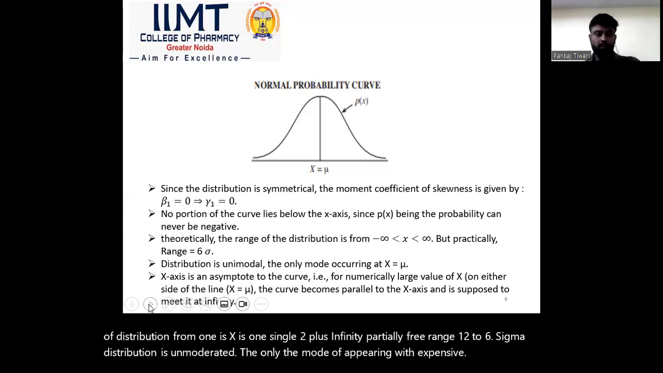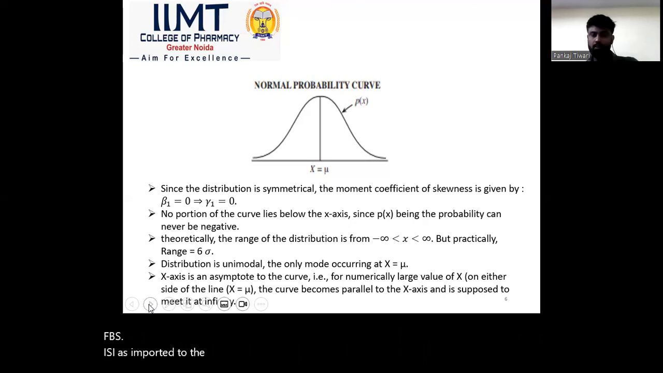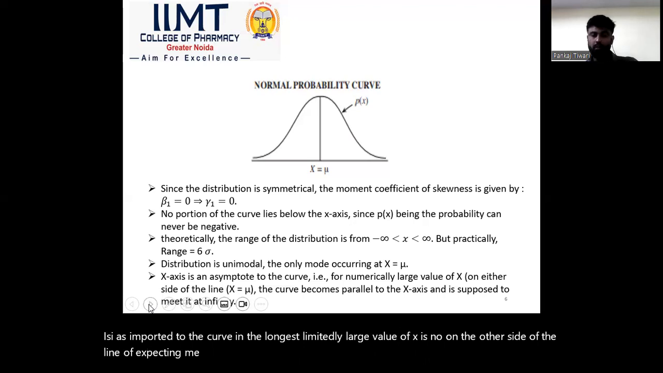The x-axis is asymptotic to the curve. For numerically large values of x on either side of the line x equal to mu, the curve becomes parallel to the x-axis and is supposed to meet it at infinity.